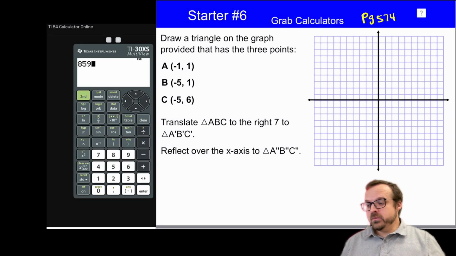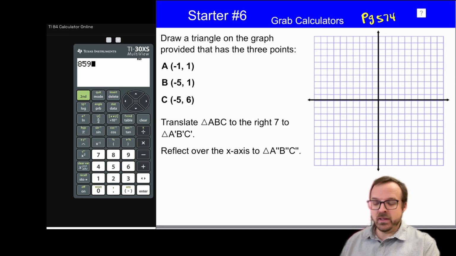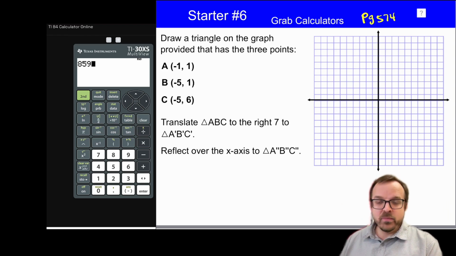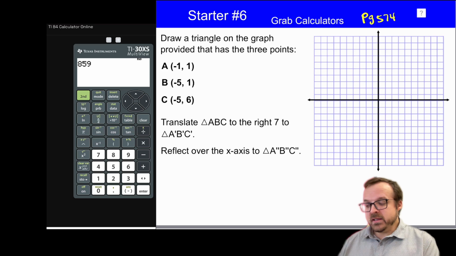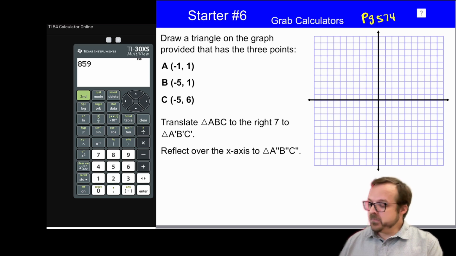So, alright, we should be having our starters out, working on starter number 6. If you haven't done that already, you'll want to pull that out and give this a shot right now. Go ahead and pause the video. See if you can draw a triangle on the graph with these points provided to you, and then translate it to the right 7 and then reflect it over the x-axis.